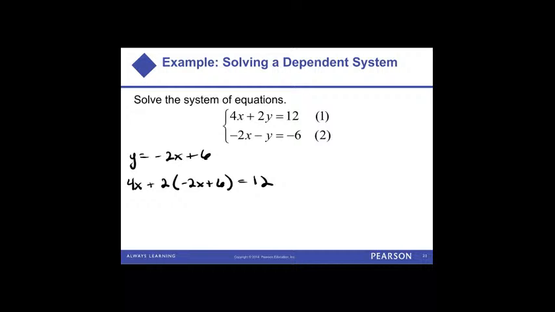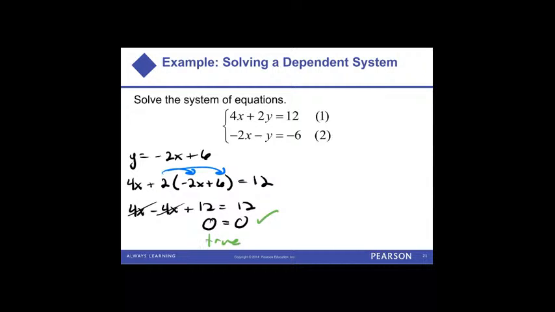Okay. So then if we distribute, okay, we get this 4x minus 4x plus 12 equals 12. Ultimately, we get 0 equals 0. All right, which is true. So notice our variables cancel. We finish with the true statement. So that means we have infinitely many solutions.